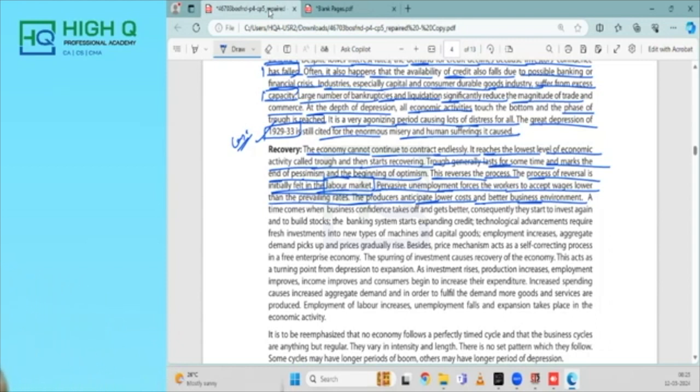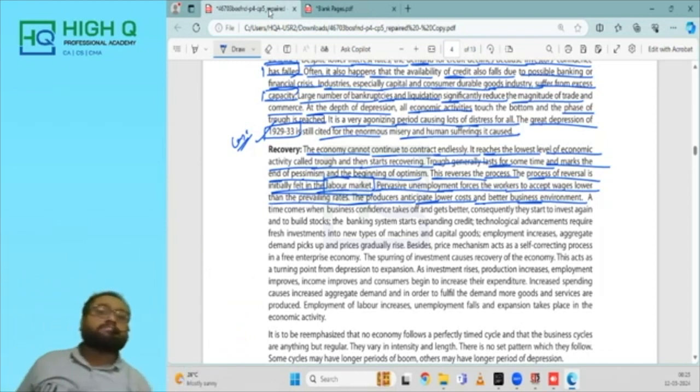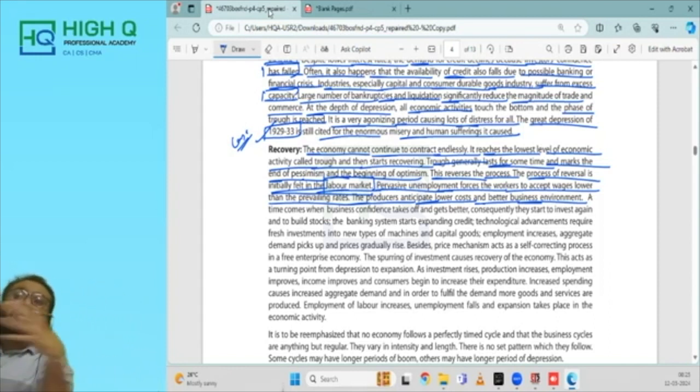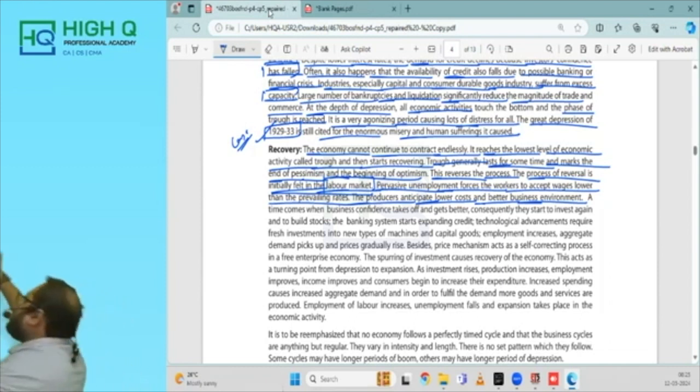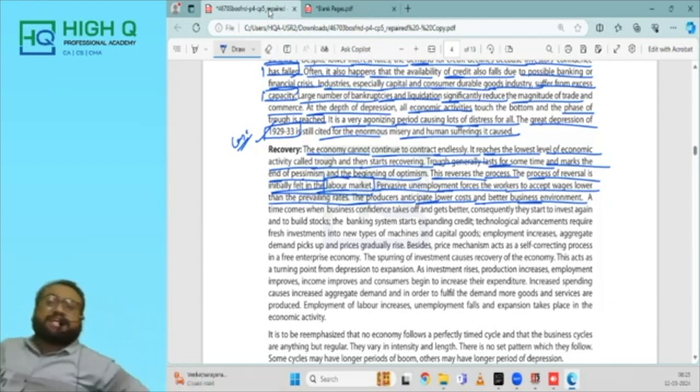Many of the industries were shut down. When? In trough. Many of the industries were shut down in trough. So competition has become less. Competition less means I can sell at a good price. Are you understanding the connection? Say yes or no. At trough, many of the industries were shut down. Means competition has reduced. Better business environment. Say yes or no.